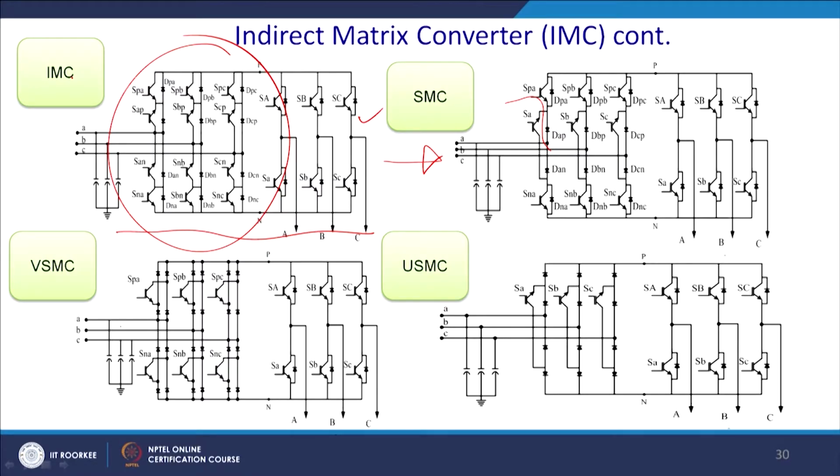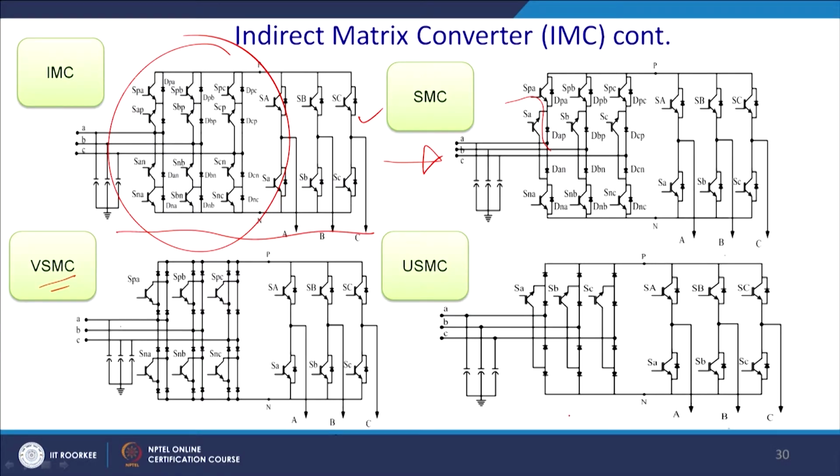Here you will have 9 switches. So, you basically reduce 3 switches in the system, but the number of diodes essentially remains the same, that is 4. Here in this configuration the number of switches is 6, but the number of diodes is a little more, and this is called the VMC, and this combination is called USMC.